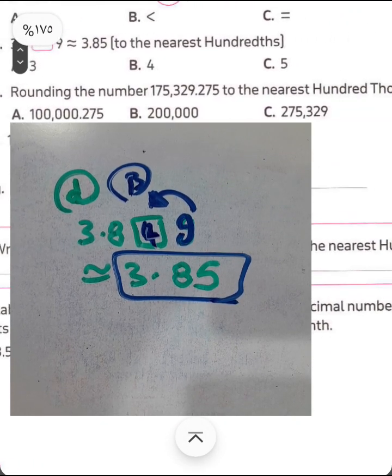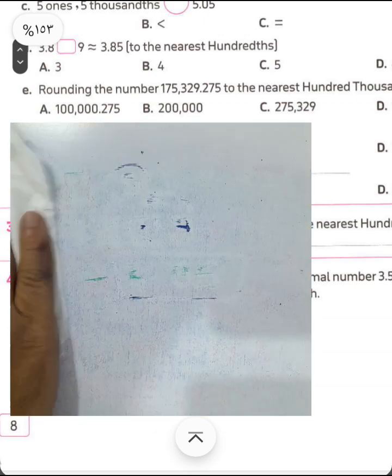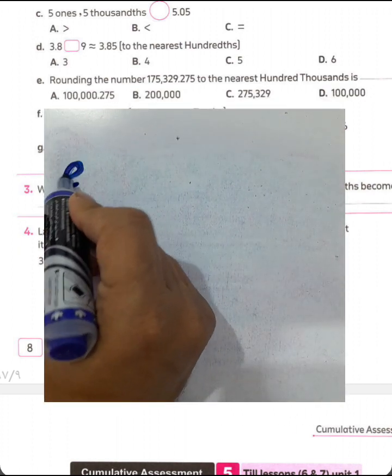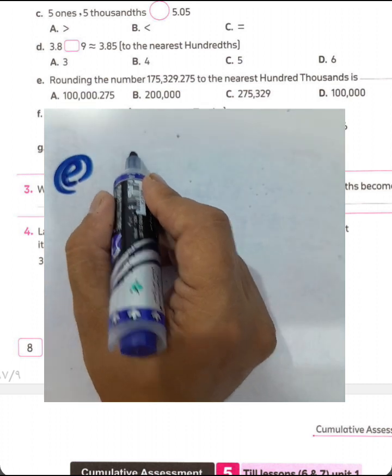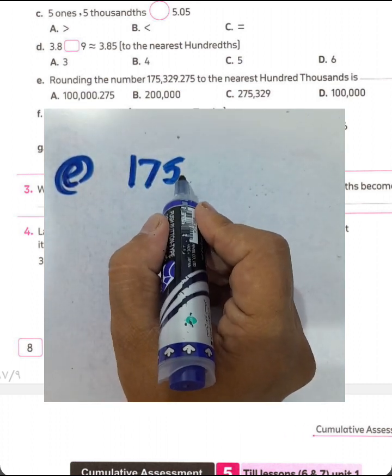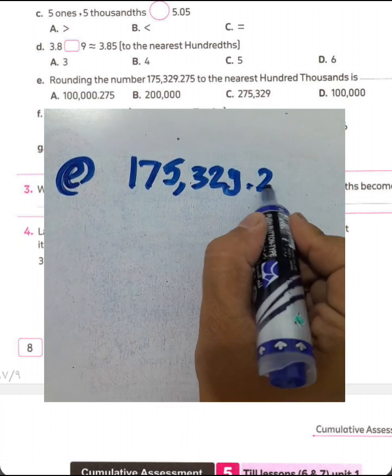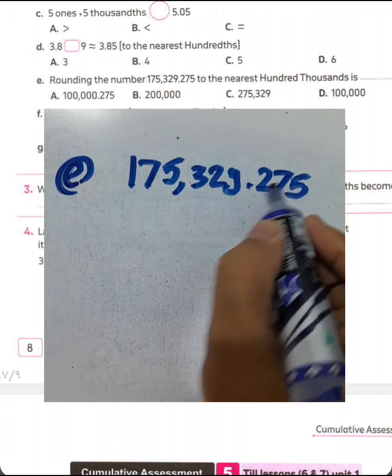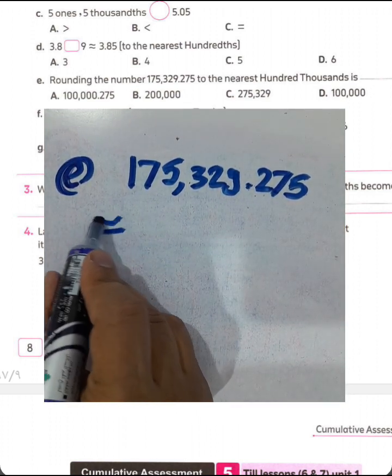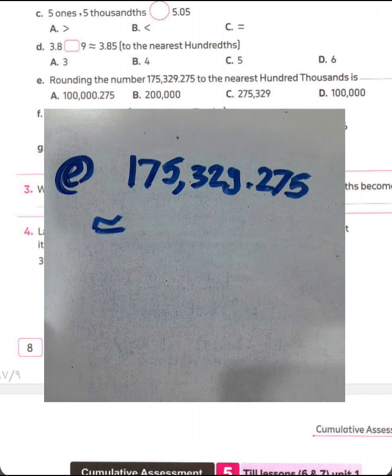Question letter E. Rounding the number to the nearest hundred thousandths. Again, question letter E. He gives us the number here. Read with me here. We have 75,329 and 275 thousandths. He wants to approximate this number to the nearest what? To the nearest hundred thousandths.